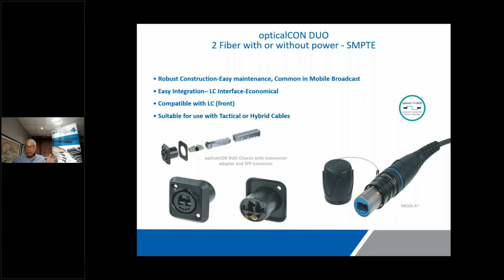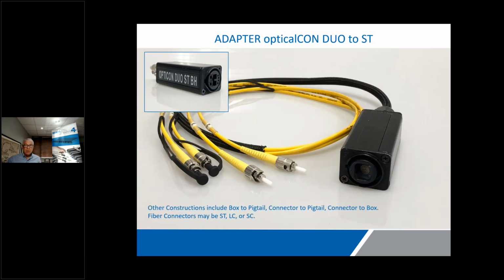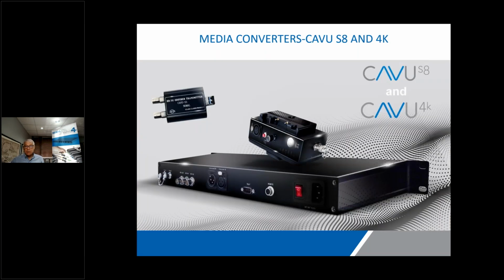The receptacles are standard D mounts. You can easily move them around or change them or add them just by plugging LCs into the back. They also have the feature of the dust shutters you can see on the receptacle and on the connector. These things help, but they are not 100% foolproof in terms of cleaning, and you do have to clean them. Again, there are adapters that allow you to go from these to pretty much any other type of fiber connector you'd want. And then media converters.